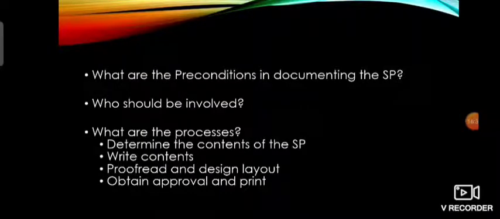Now, the second is to write the contents. Okay, again, the strategic planning team should write or arrange to have written those parts of the contents that had not been written earlier. For example, some description of each goal and objective, the organization history, executive summary, etc. Right? Now, the third one is to proofread and design the layout.